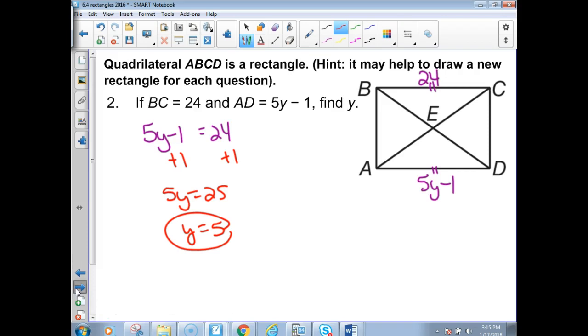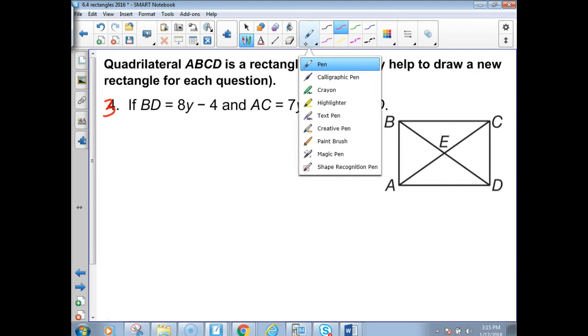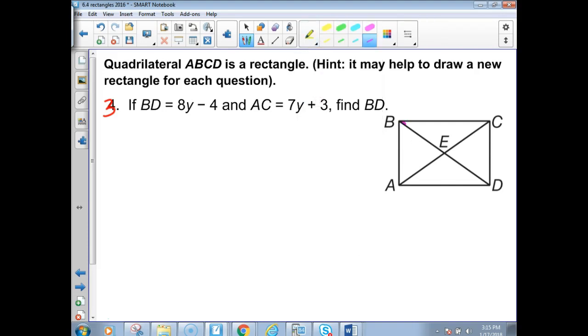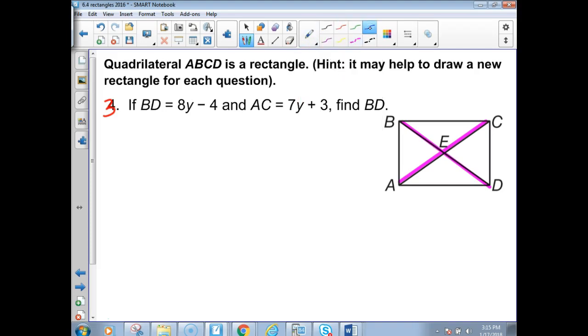Okay, moving on. I think this is your number 3. Somehow this is numbered incorrectly. There we go. B to D, that's a whole entire diagonal. And A to C, oh, that's another diagonal. And those diagonals are congruent. So sometimes it just helps to make sure you look at the diagram, see what those segments are. We know they're congruent, so we just do it.